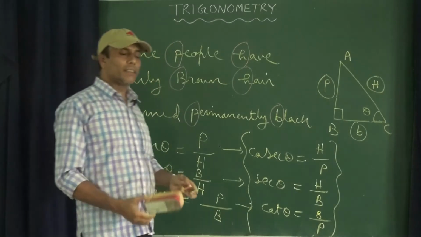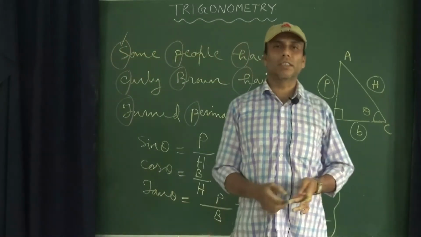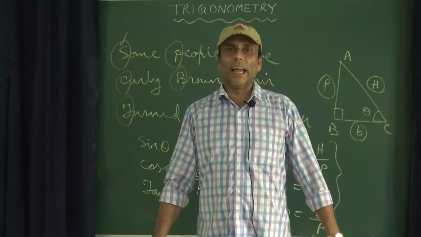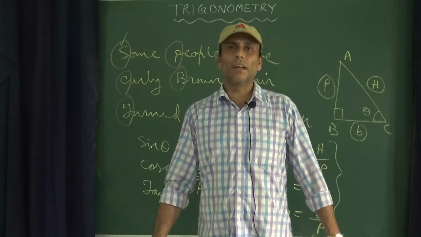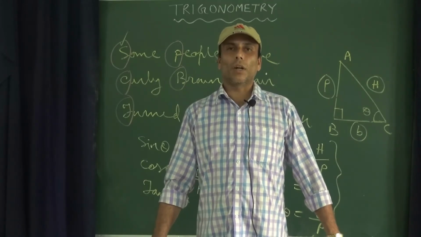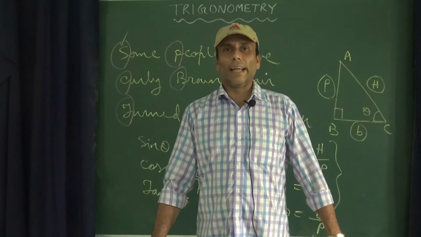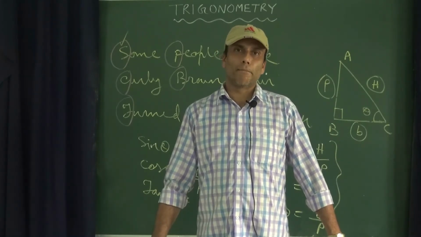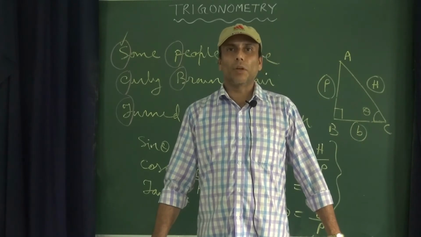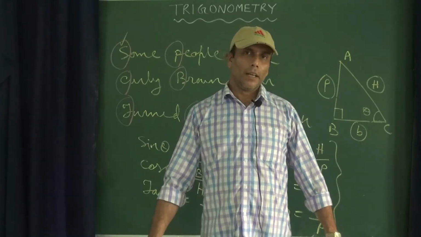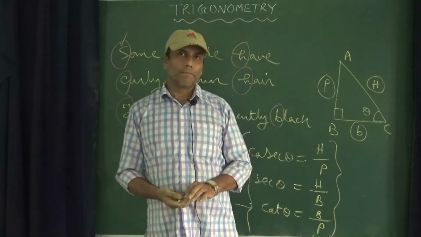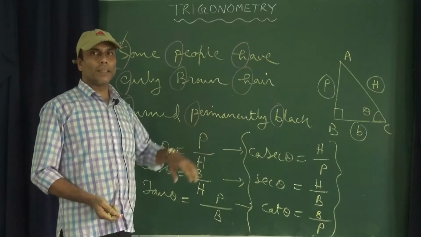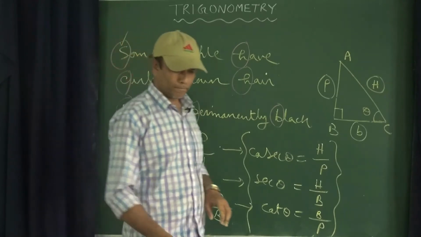So we have got 6 trigonometric ratios: sin theta, cos theta, tan theta, then cosec theta, sec theta, and cot theta. These different trigonometric ratios we use for calculating different angles of a triangle or the lengths of different sides of a triangle. Especially I am talking about right angled triangle. Now we will take some problems, and we will solve those problems by using these trigonometric ratios.